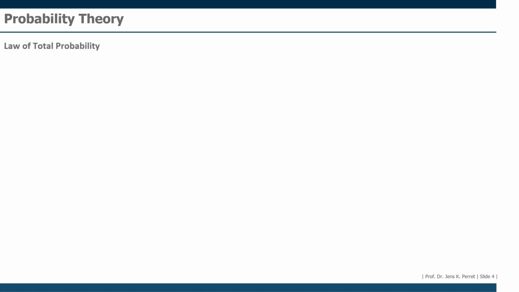That was the first law we are talking about, or the first definition we talked about. The second one is the so-called law of total probability.